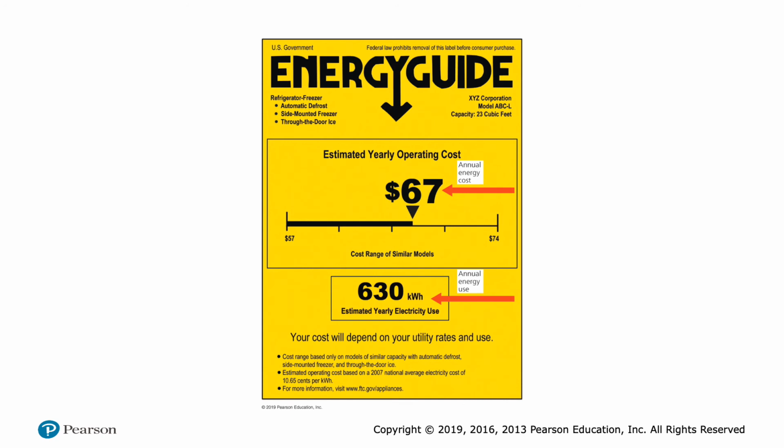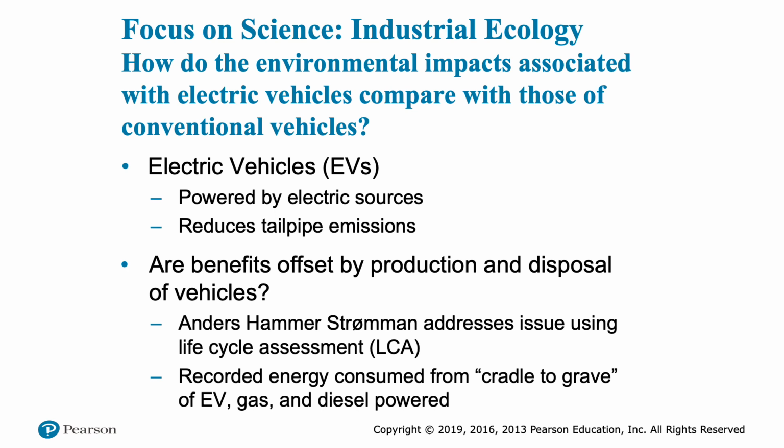Incentives for efficiency. You might notice a guide like this shown on all appliances that you buy. Appliances that meet EPA Energy Star standards clearly display the average annual energy use and likely annual cost to the consumer. So if we were in class, we would have a discussion about electric vehicles and what you guys think: do the benefits outweigh the production and disposal of vehicles?